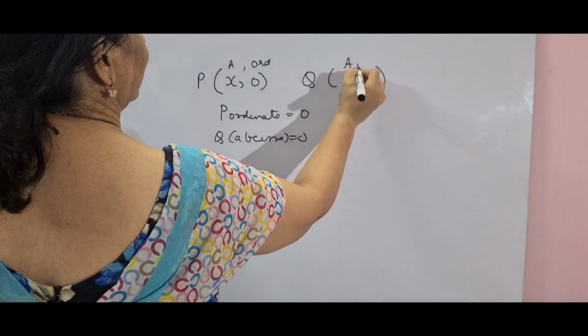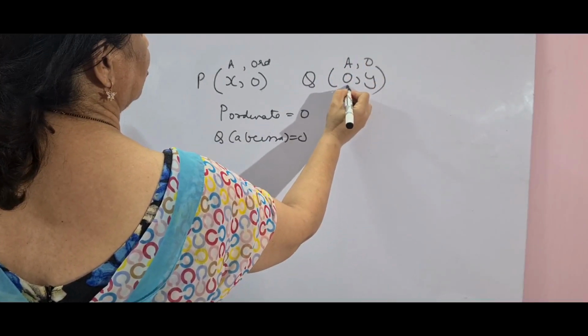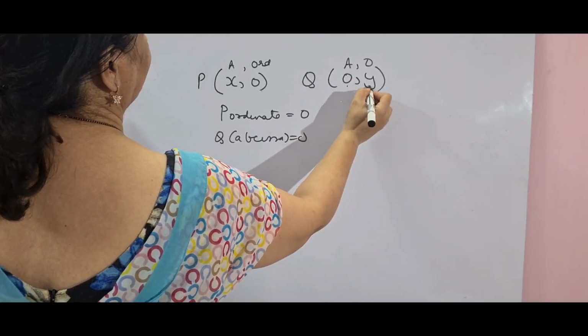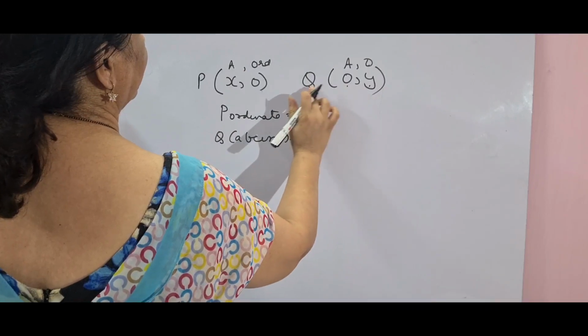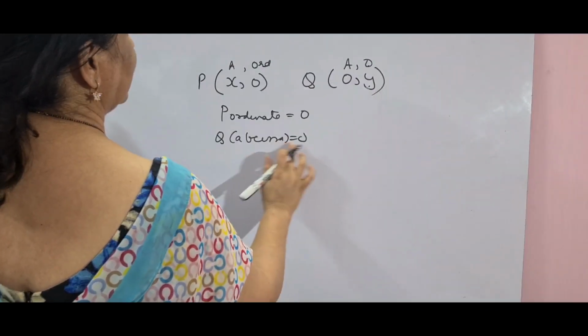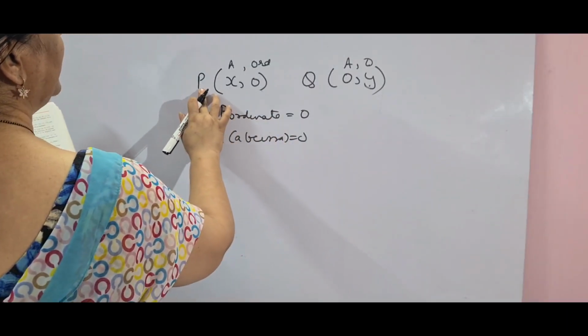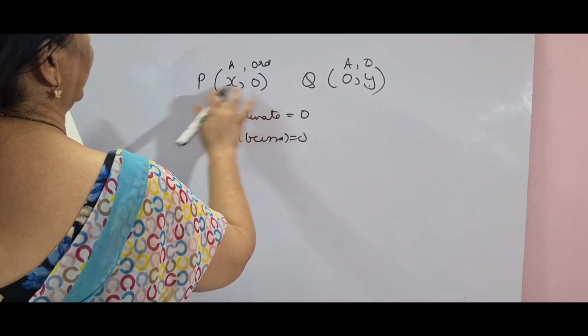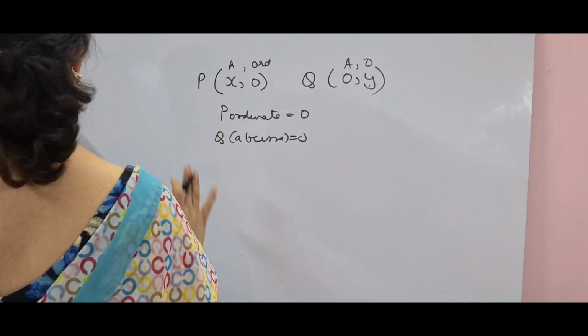Because the first coordinate, the x coordinate, is said to be abscissa, and the y coordinate is said to be ordinate. So ordinate of Q is y and abscissa is 0. Similarly, ordinate of P is 0 and abscissa is x. So these are the first two questions.